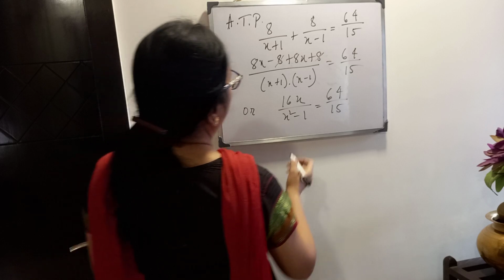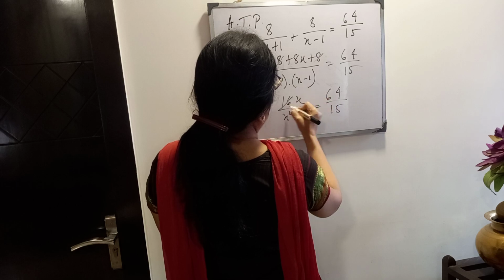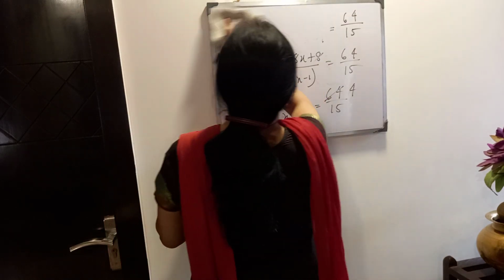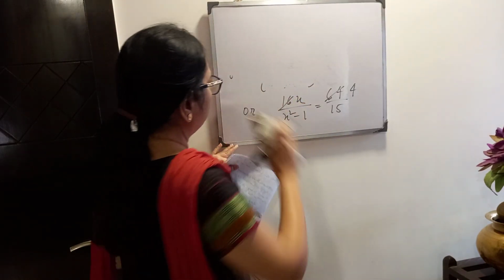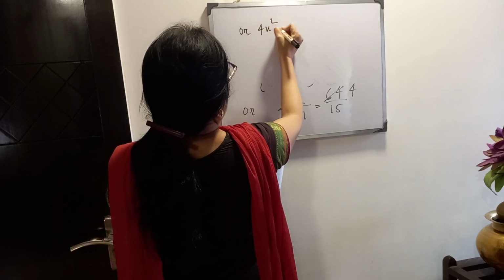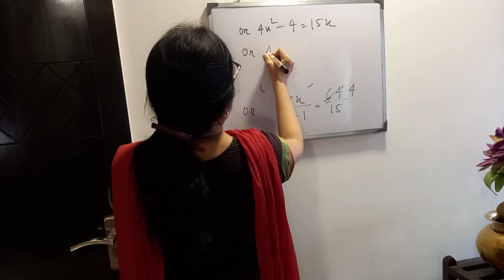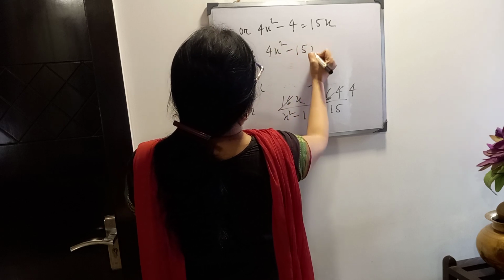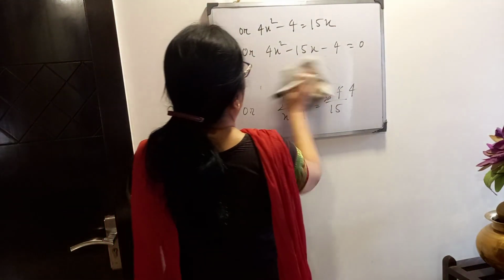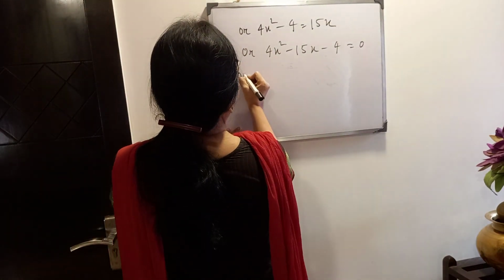Now I am making the calculation easier. Clear? Then we will cross multiply. Four fours are 16. From 16 you have to bring 15. So 16 ones are 16. So minus 16 plus 1.